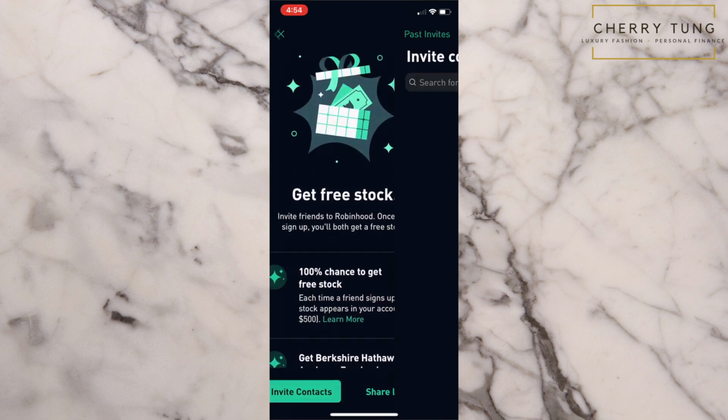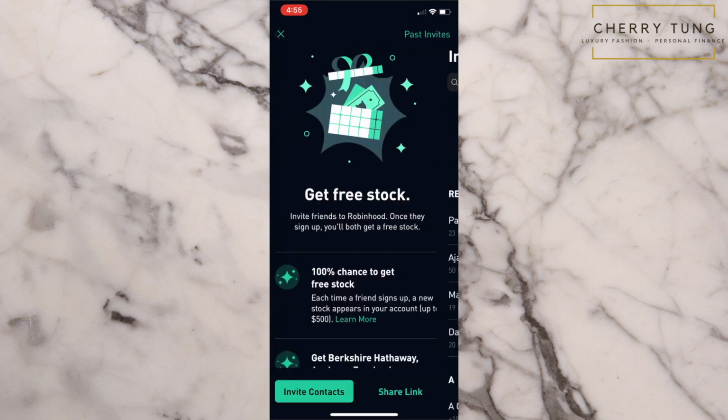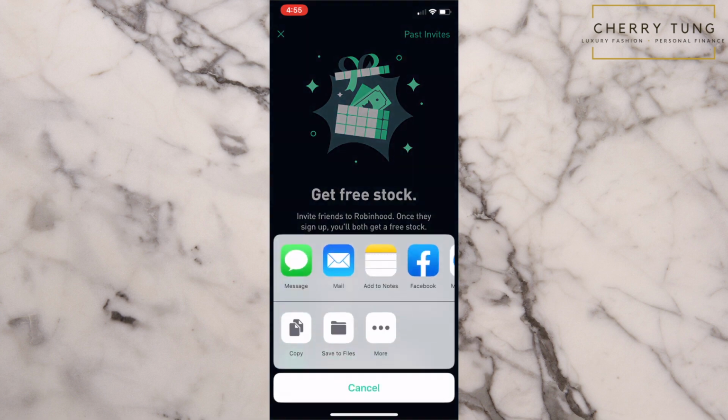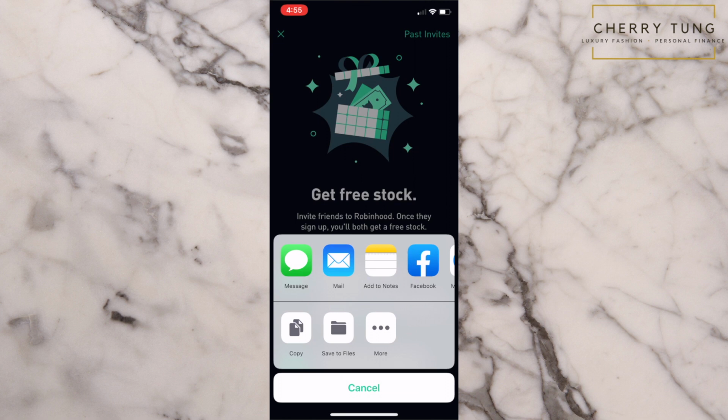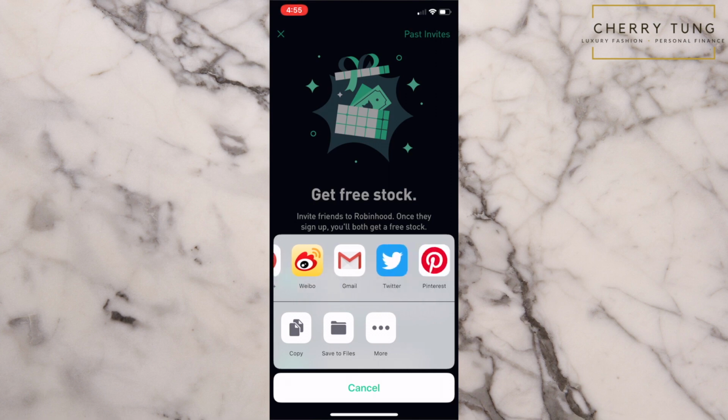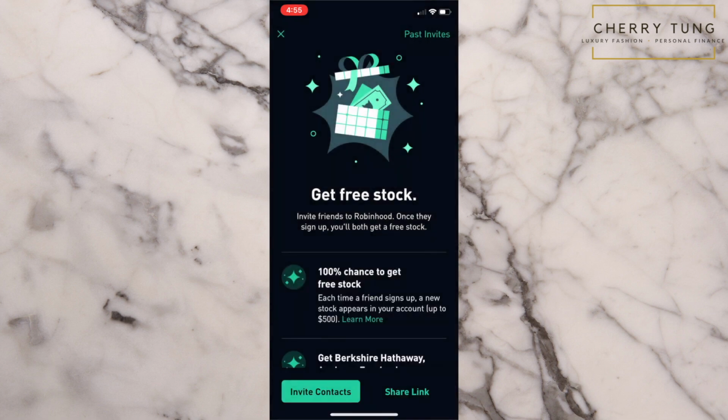So you can invite your contacts over here, share the link over here. You can just copy it or share it directly to your different social media platforms. Let it be Facebook, Messenger, WeChat, Google Plus, it's no longer a thing anymore, Weibo, Twitter, Pinterest, wherever you want, and you can get free stock. Just like this. You don't even need to deposit anything.